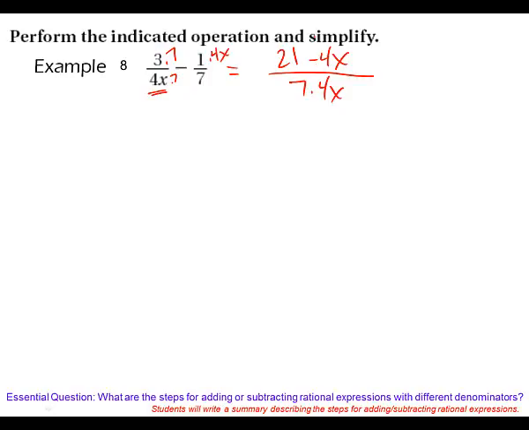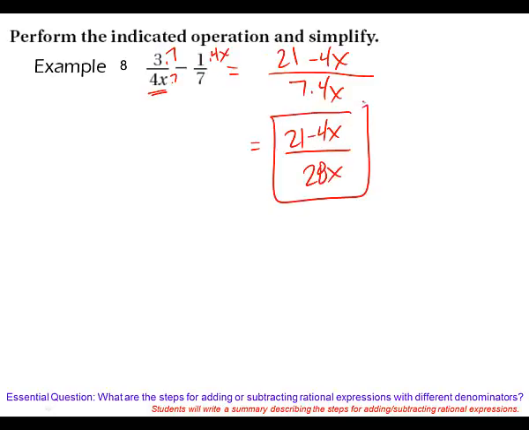All right. There really isn't anything I can do other than multiply the 7 and the 4 together, right? This is the point where I look for, is there a greatest common factor? Is there something I can cancel? There isn't. So that would be our final answer right there. That one was pretty simple. Okay.